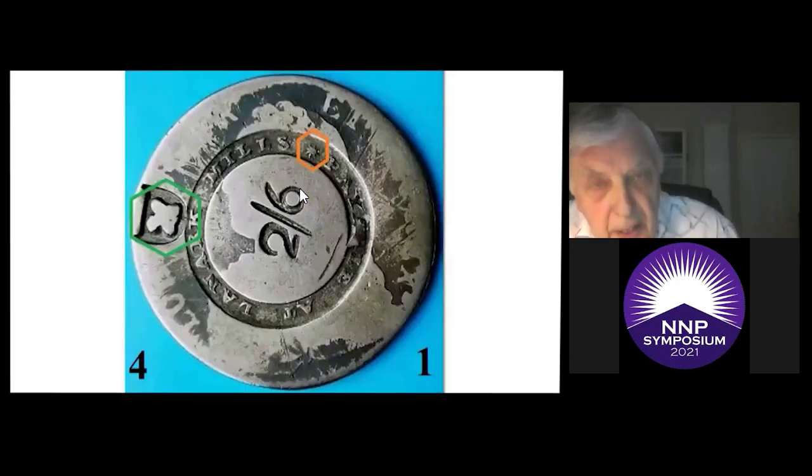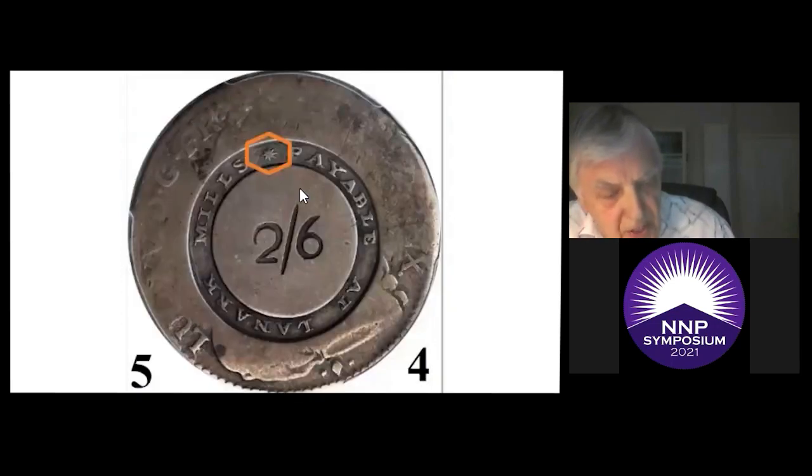The fifth variety, issued at 2 and 6, has the star stop, highlighted in orange, with an extra countermark in the shape of a D with an X in the middle, highlighted in green. The sixth variety, issued at 2 and 6, also has the star stop, highlighted in orange, but this time no other countermark.